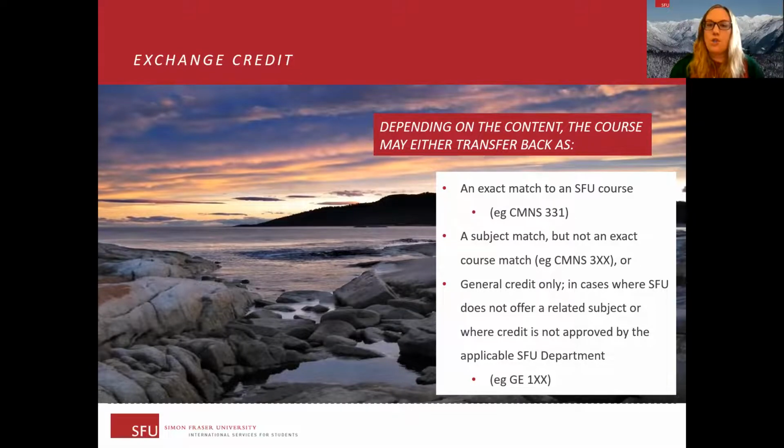So depending on the content of the course, it may either transfer back as an exact match to an SFU course, so it would come back as Communication 331, a subject match but not exact, so it would just come back as a general communications or 3XX, or general credit only in cases where SFU does not offer a related subject or where credit is not approved by the applicable SFU department. It will come back as the example that you see down here.